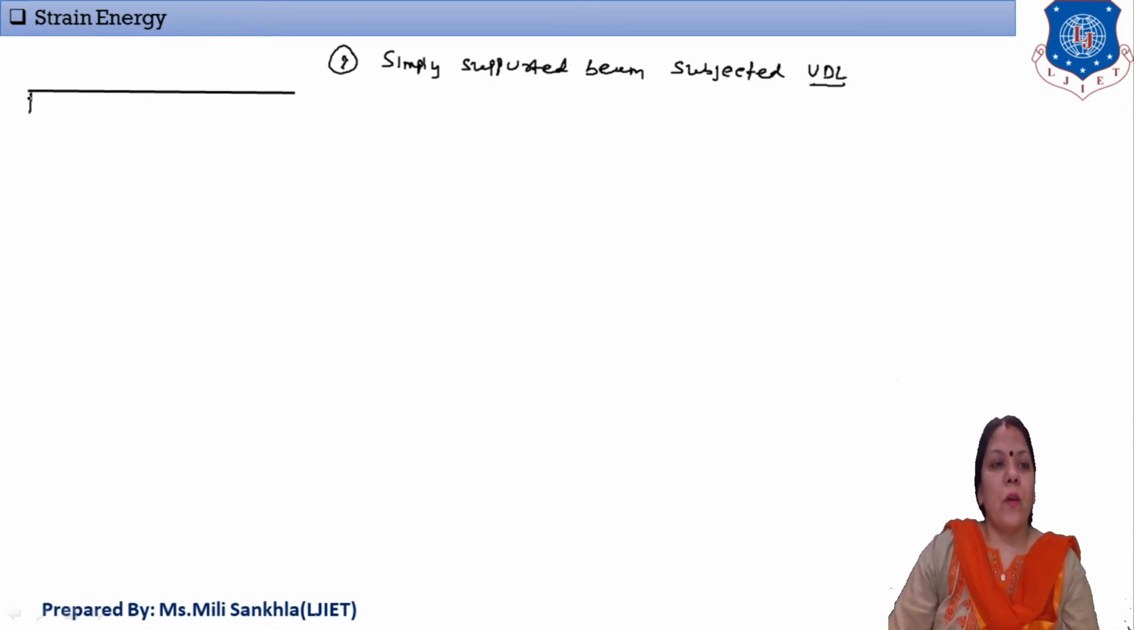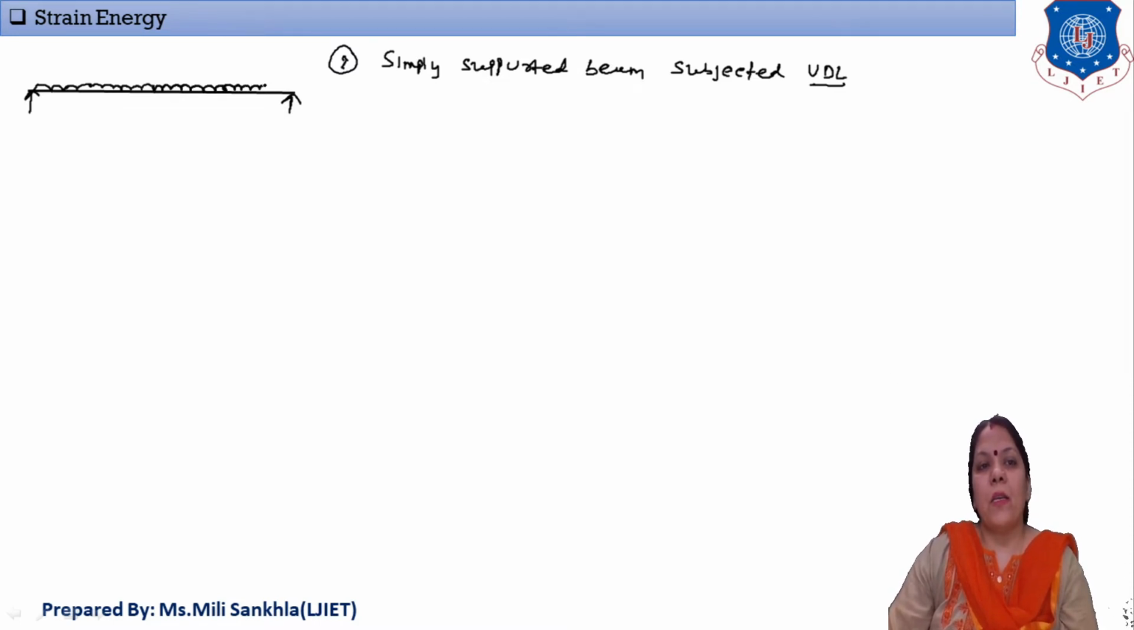First of all, draw the simply supported beam which is subjected to UDL load. Span is given 5 meter. This point is A, this point is B. Here load W is given 25 kilonewton, and the unit of our UDL load is kilonewton per meter.